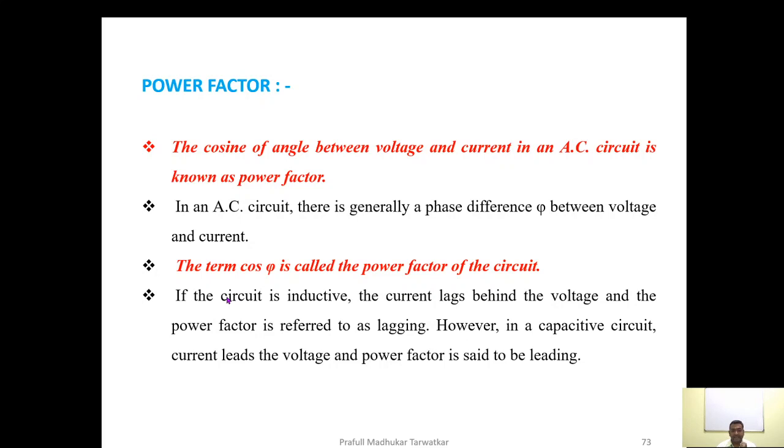If the circuit is inductive, the current lags behind the voltage and the power factor is referred to as lagging. But if the circuit is capacitive, the current leads the voltage and the power factor is said to be of leading nature.